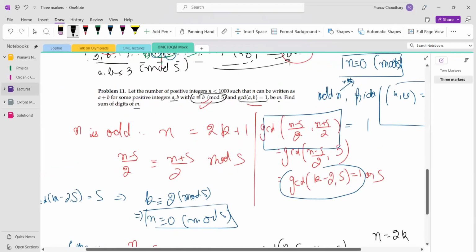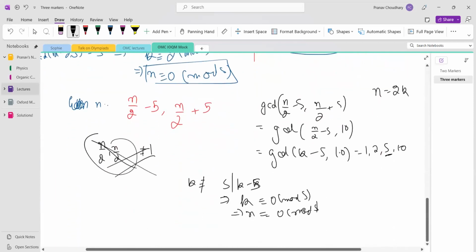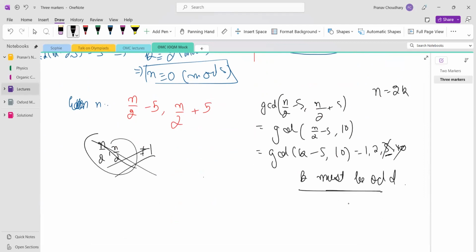So it is just this case, which we put aside for now, right? So let's just ignore when 5 divides k minus 5, that is the n equals 0 mod 5 case. So now the GCD can only be 1 or 2. And for GCD being equal to 2, k must be odd. So this is an issue.